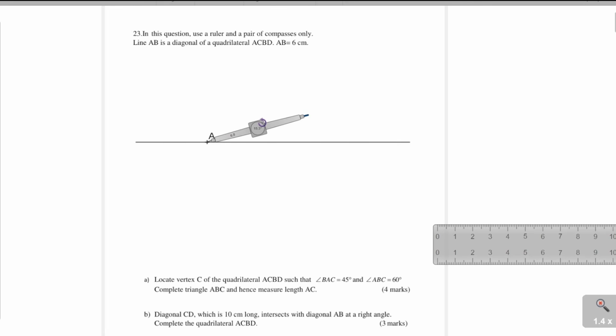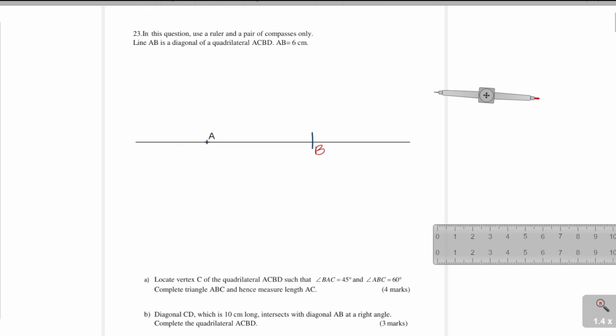My pair of compasses is calibrated. That is 6 centimeters. So now we have the location of B. So B is here. Then question part A. Locate vertex C of the quadrilateral ACBD such that angle BAC is equal to 45 degrees and angle ABC is equal to 60. Complete triangle ABC and hence measure the length of AC.